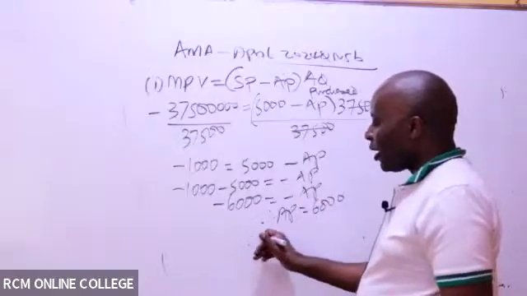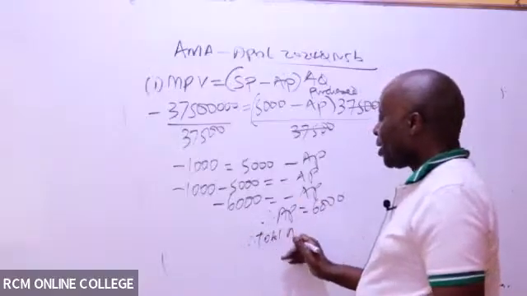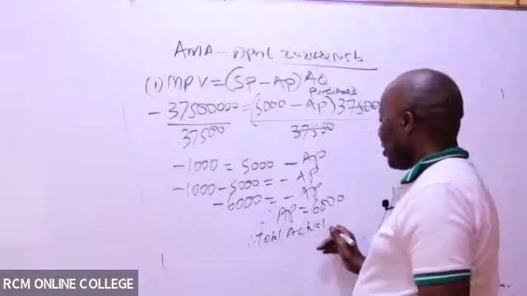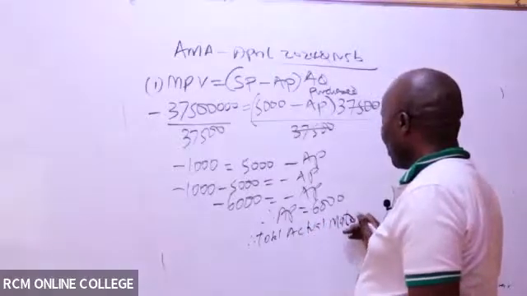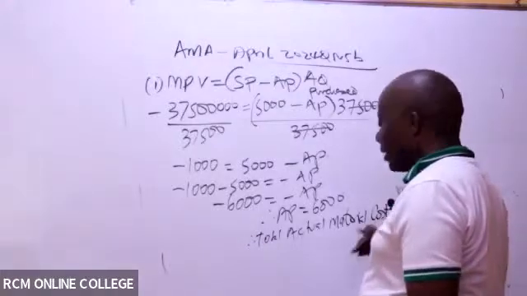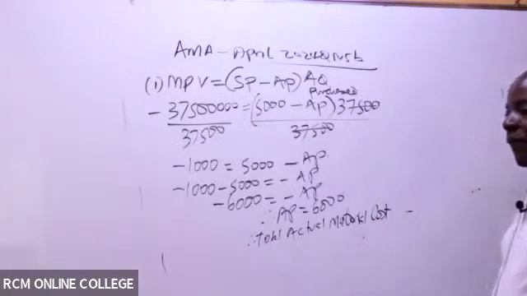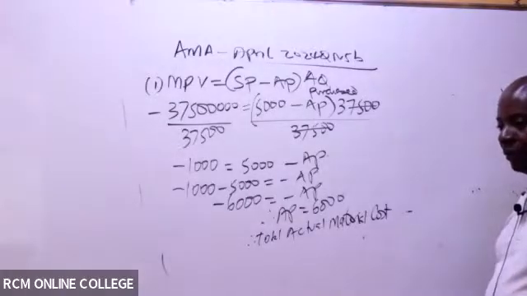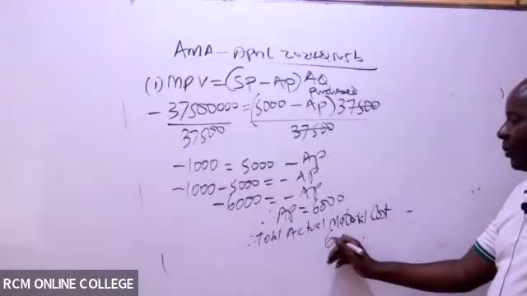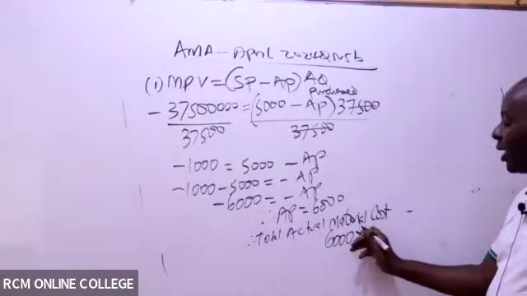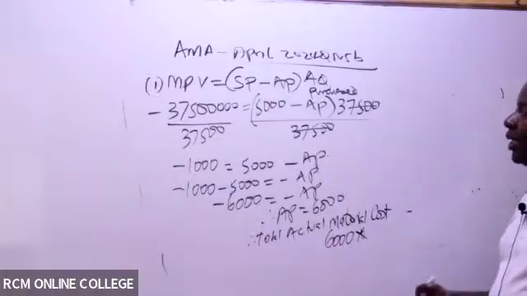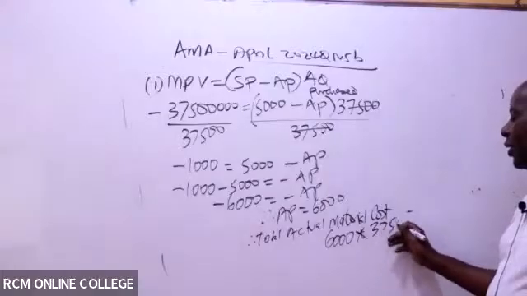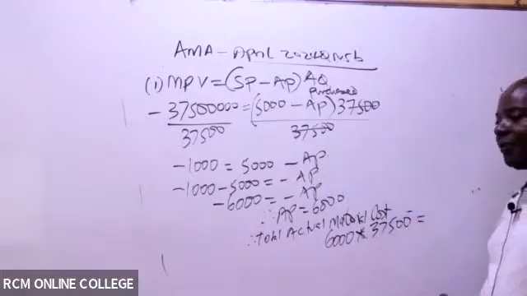And therefore, for the total actual material cost, I will take something times something. So I should take what times what? I know the actual price per kilogram, 6,000. I also know the actual quantity of materials that were procured, 37,500. So then I'm able to get this.